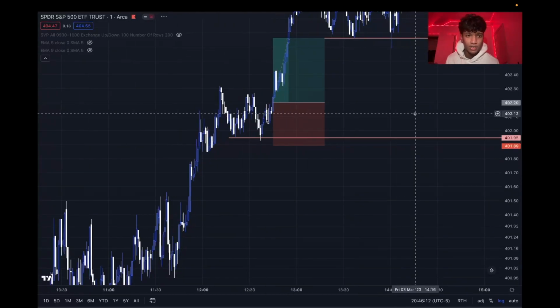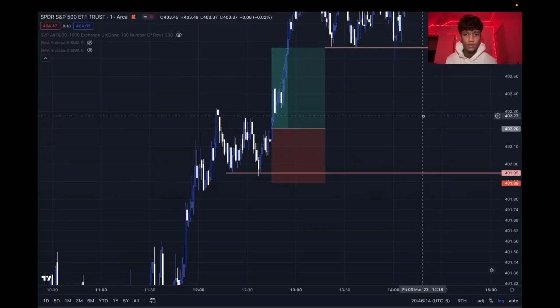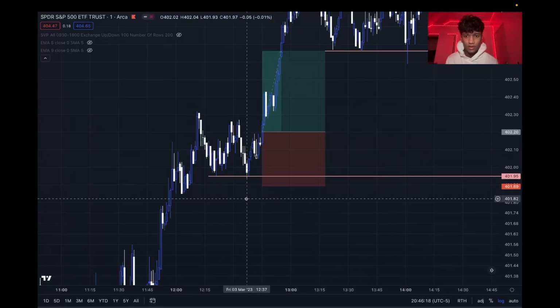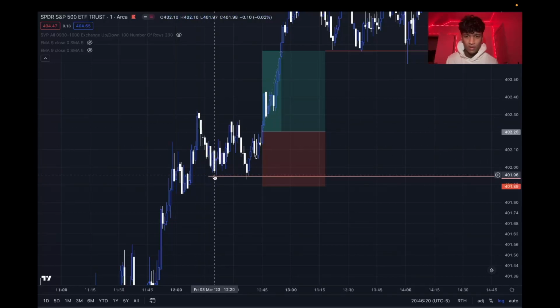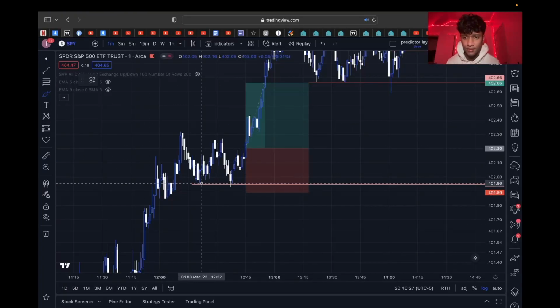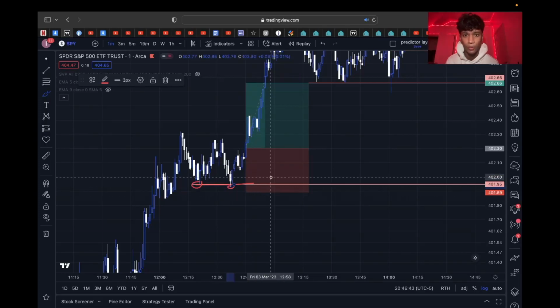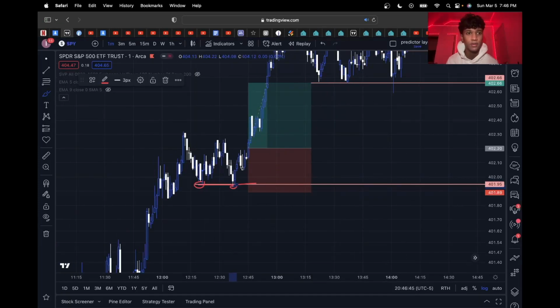Hold on, I'll show y'all right now. So let's look at this, right? Stock came down to here. I'm gonna be circling all this for you. Stock came down to this line right here. It went under the line, right? It went under 401.95. It went down to 401.92, or 91-ish or whatever. It went down. That's the whole point, is that it went down, right?